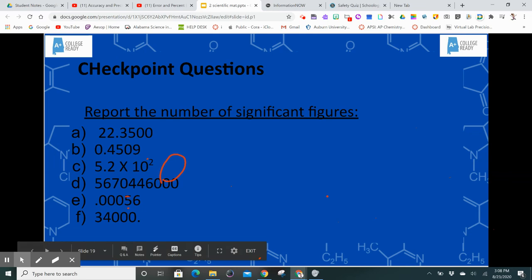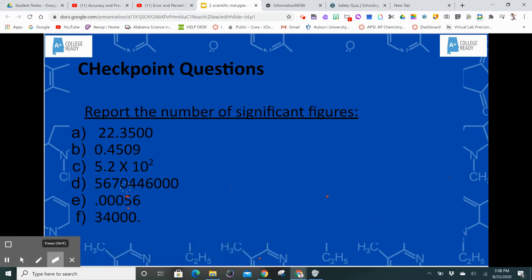All right, so these are a few practice problems. We'll just go over a few of these. Report the number of significant figures in these numbers. Okay, so the first one would have 6. The second one would have 4. The third one would have 2.